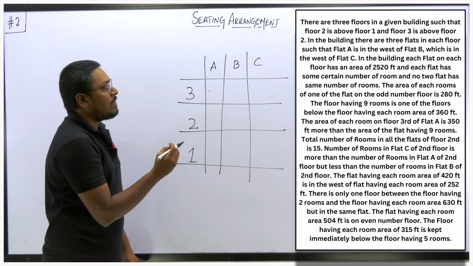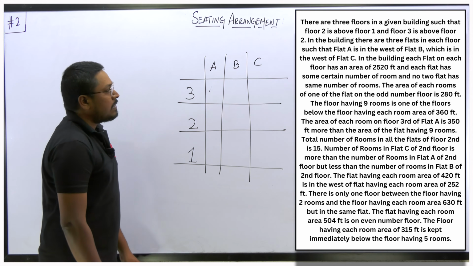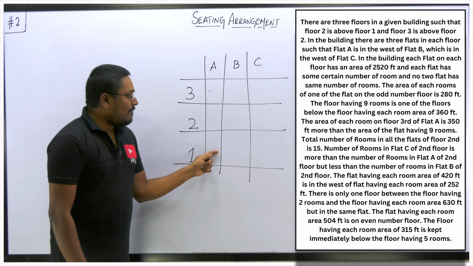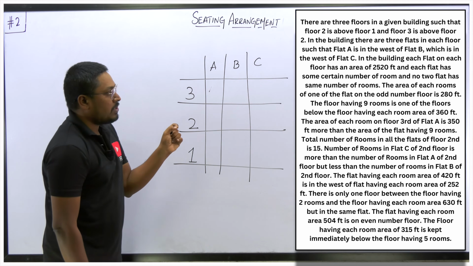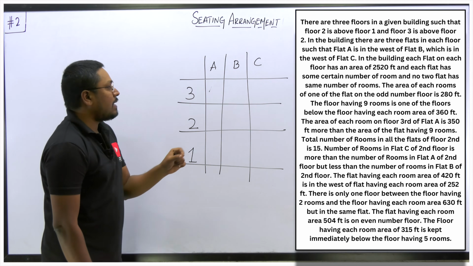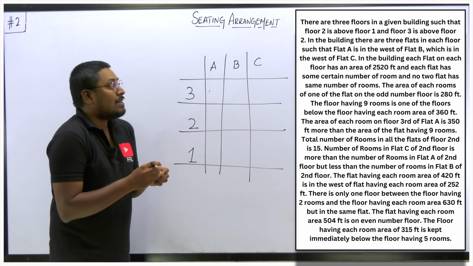In the building, each flat has a floor area of 2520 square feet. So each floor has 3 flats, and each flat is 2520 square feet. A certain number of rooms are there in a flat, and no 2 flats have the same number of rooms.